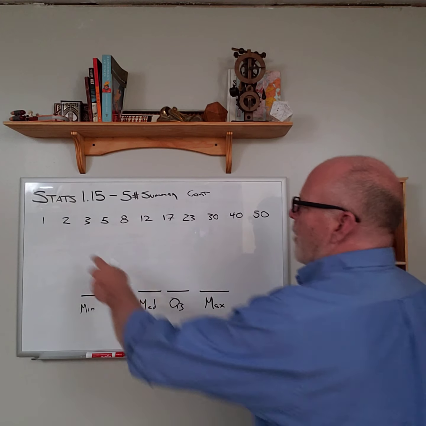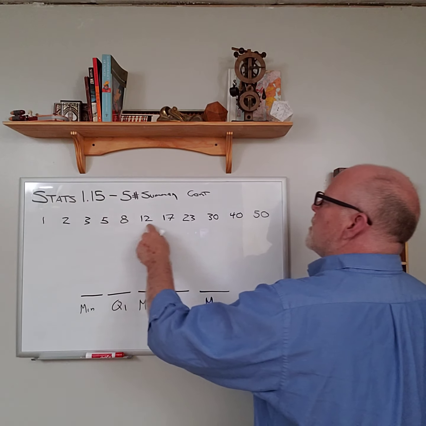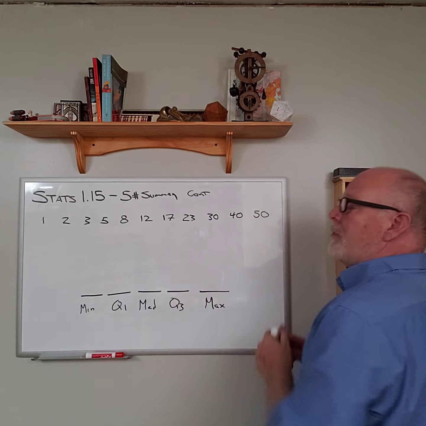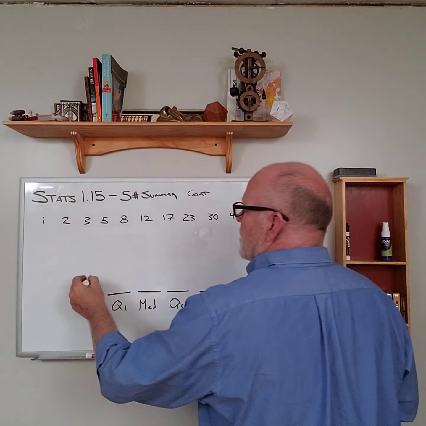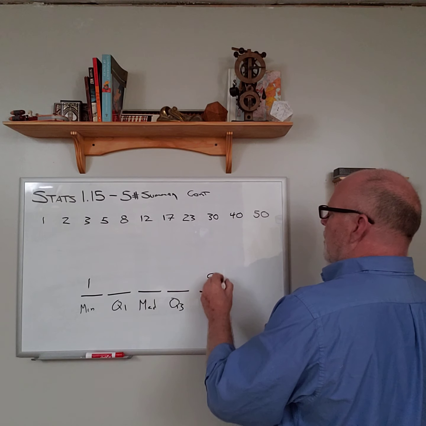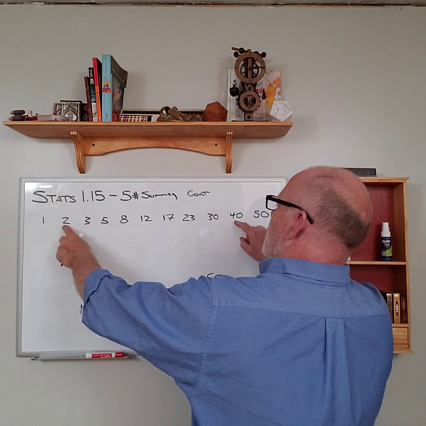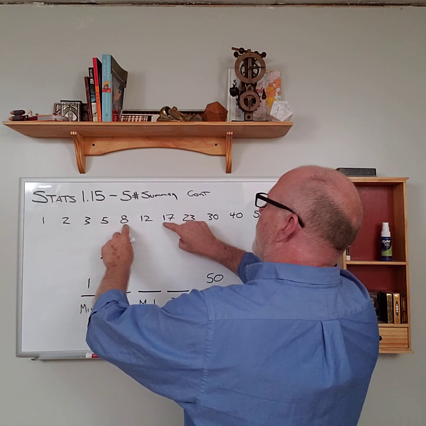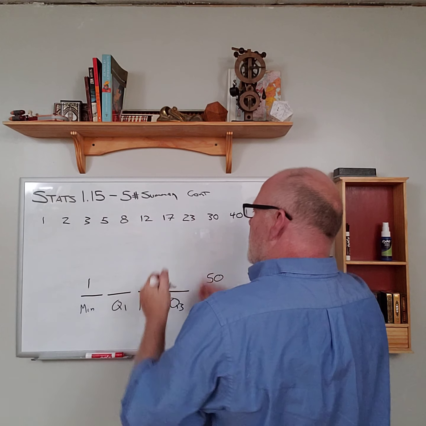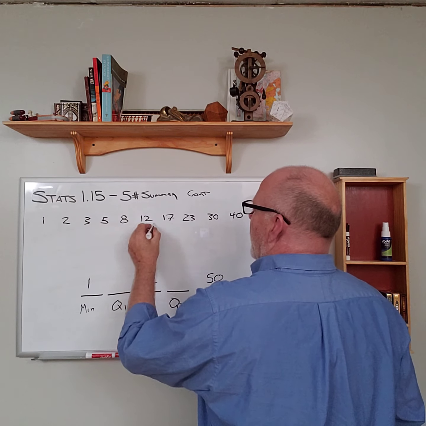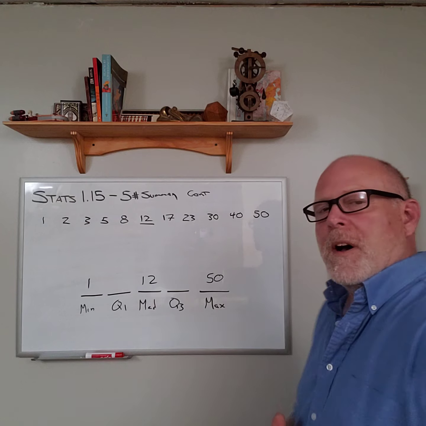All right, so we have 1, 2, 3, 4, 5, 6, 7, 8, 9, 10, 11 data points. Our smallest is 1, our biggest is 50, 2/5 done. If we count in 1, 2, 3, 4, 5, we have a number 12 in the middle, right? And that's our median, because half above and half below.